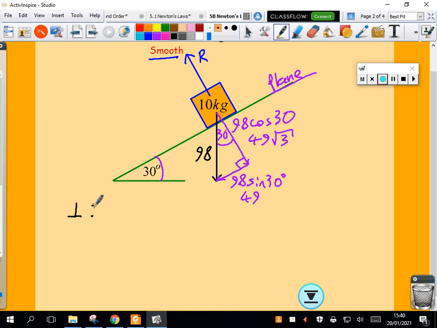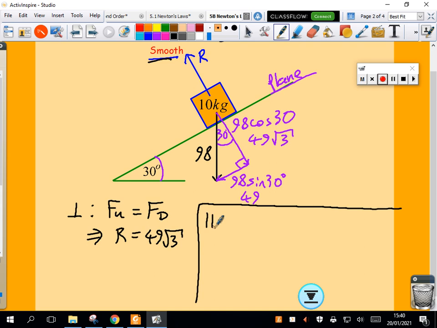Well, it's not going to be accelerating into the plane or away from the plane. It's just going to slide along parallel to the plane, which means the up forces are equal to the down forces. I apologize for writing FU in here, but that just means the force is up. So the force up, R, is going to equal the down force here, in this case 49 root 3. Now that would be important if we were dealing with friction, but because it's a smooth surface, it's not really a big deal.